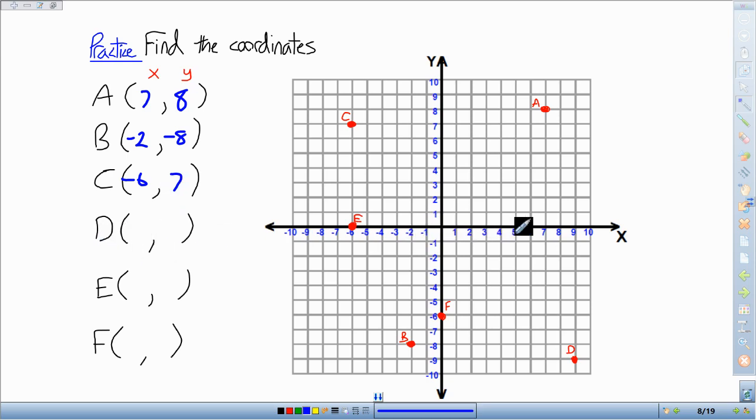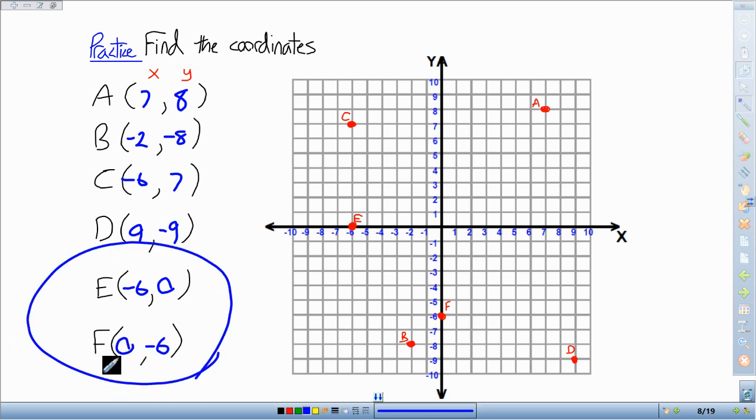D, +9, -9. E, -6 on the x, 0 on the y. And F, 0 on the x, not going left or right, down to -6 on the y. All right, again, I want to point out it's really, really simple or easy to get those mixed up. So just always remember left and right first, then up and down.